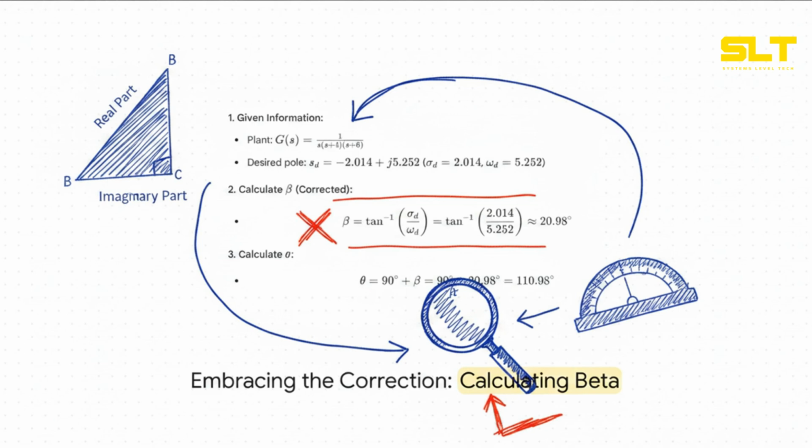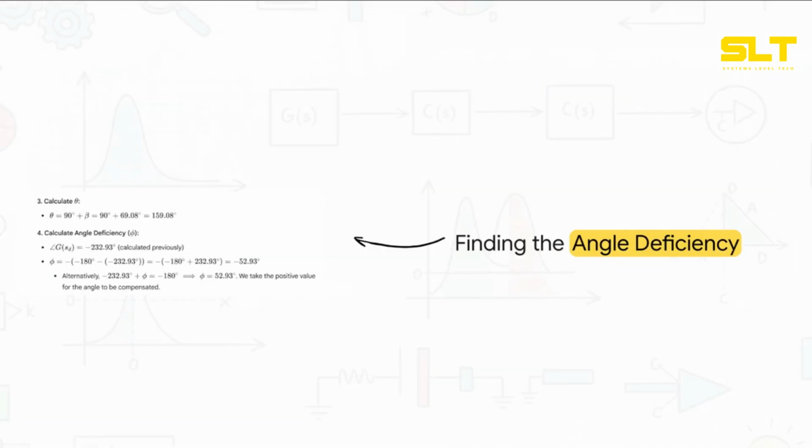From there, theta is super easy. It's just 90 degrees plus beta, giving us 110.98 degrees. The big takeaway? Always double-check your geometric alignment before setting up that first tangent function. Next up, we need to find phi. In control theory, phi is known as your angle deficiency. By evaluating the angle of our uncompensated plant exactly at our desired pole, we find it sits at -232.93 degrees. But for any point to actually be on the root locus, the angle has to be an odd multiple of 180 degrees. So we subtract to find the difference, which means phi equals 52.93 degrees.